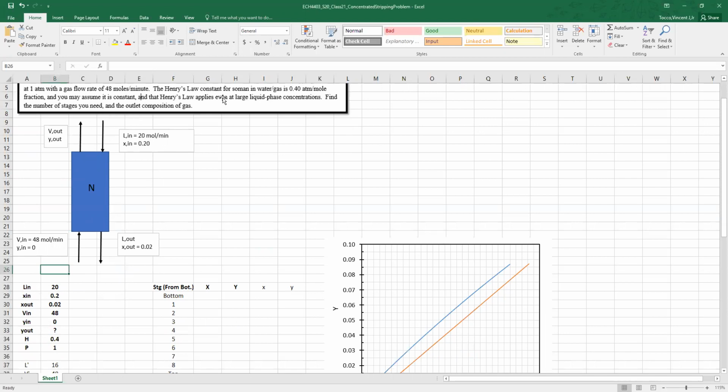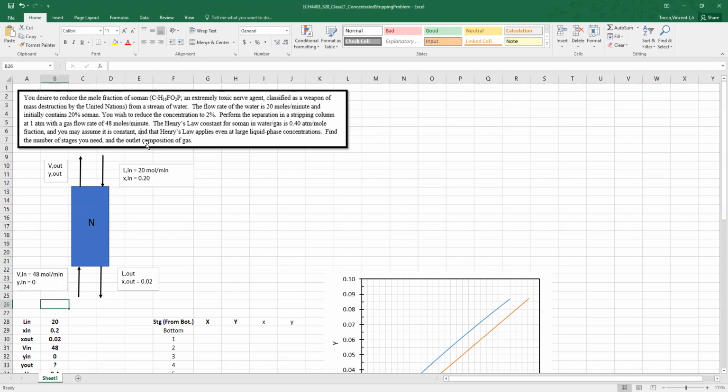I've alluded to this, that this is very subtly two separate problems. In this video, we'll cover only calculation of the number of stages you need, and I'll leave the calculation of outlet composition of the gas to another video. Now, if you're really good at material and energy balances, you may say, well, I can solve for the outlet composition of the gas from the outset using a material balance. And that is a valid approach.